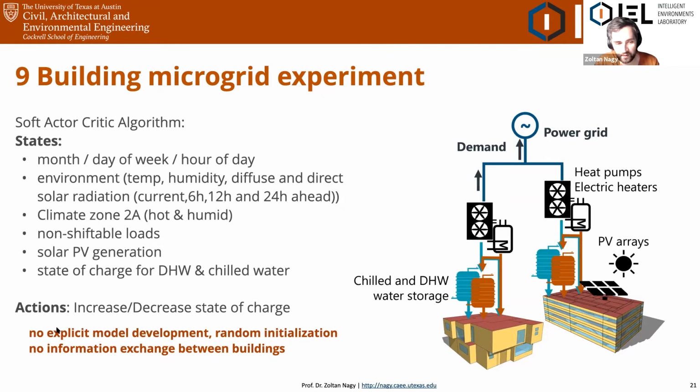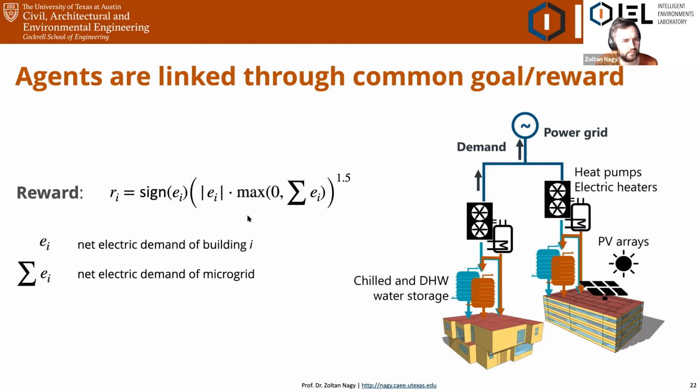Again, we don't really know how these buildings are looking. There's no knowledge about that. We initialize agents randomly, and we do not exchange information between the buildings for this particular example. The only way they're linked is through their reward. Basically, we tell them, once you stay what you're doing for the next time step, you get a reward based on the energy use. And without too much detail, there is a component that is specific to the building, and a component that is specific to all the buildings.